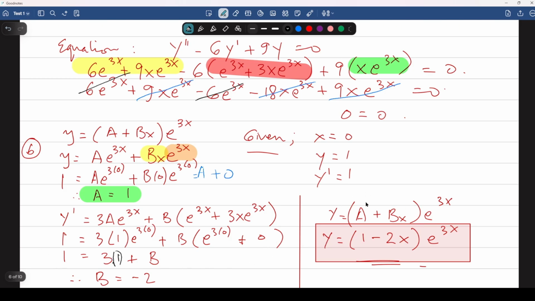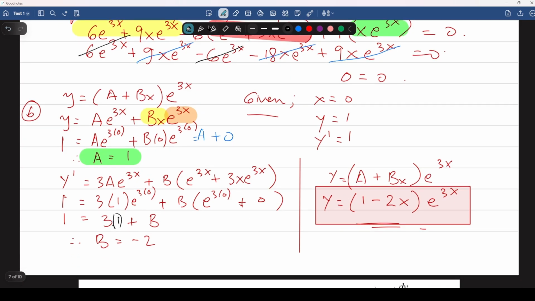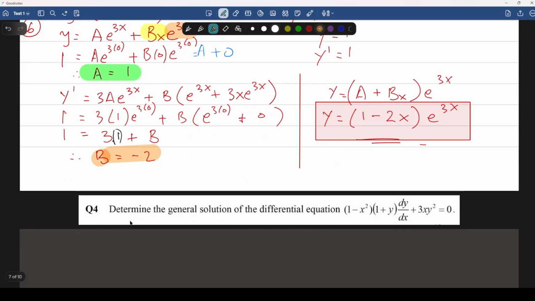So now we just put everything into the original equation, which was y equals a plus bx times e to the power of 3x, the general solution. We already worked out the value of a, which equals 1, and the value of b, which is negative 2. So that's the answer for question number 3.